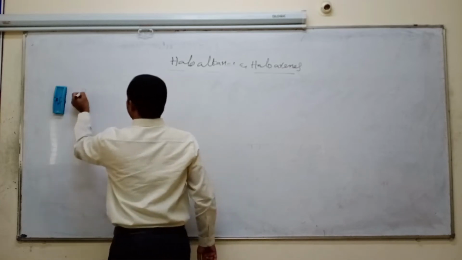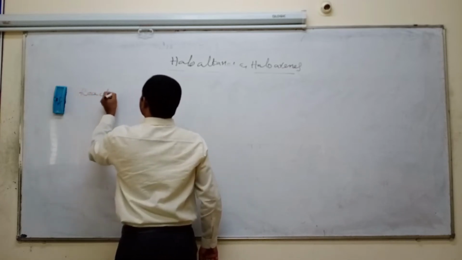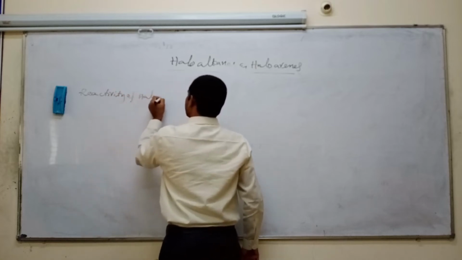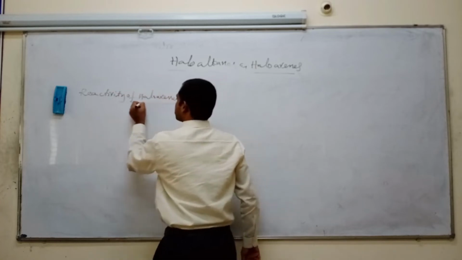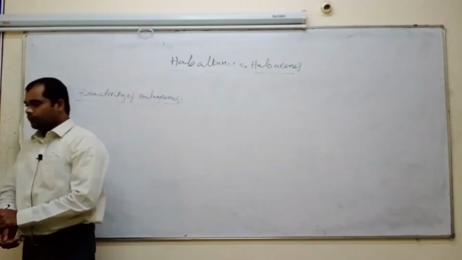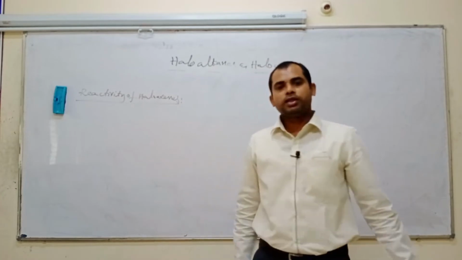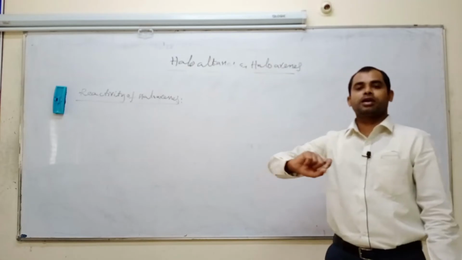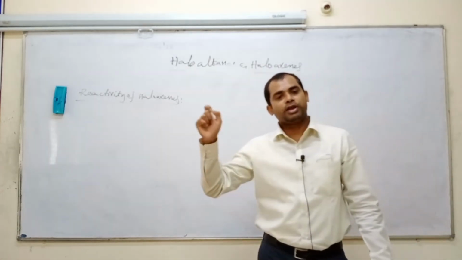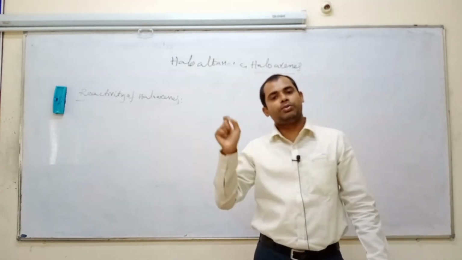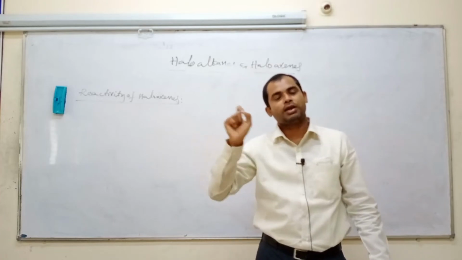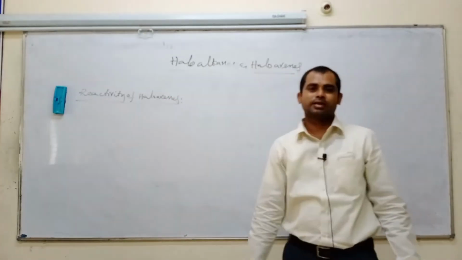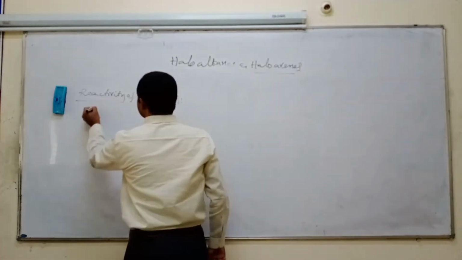Next one, reactivity of haloarenes. Let us see, what is the reactivity of haloarenes? Comparison of haloarenes and haloalkanes. You know, haloalkane means RX, aliphatic. Haloarene means arenes containing halogens, a benzene compound containing a halogen. Now we are discussing the reactivity of haloarenes. See, haloarenes are less reactive.